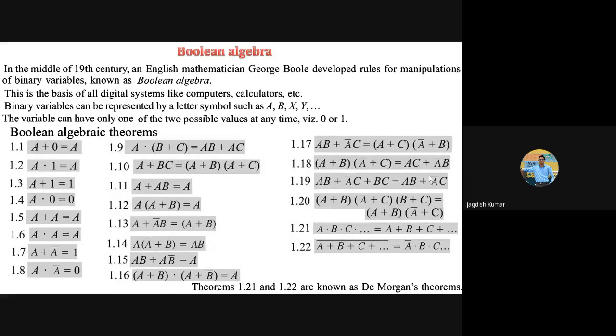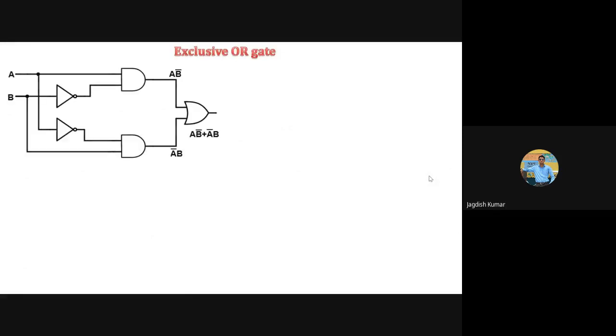Now let us try to see some quick applications. In the previous class, we studied the exclusive OR gate, and these were different implementations. There I directly wrote you the expression. Now we will employ those Boolean algebra theorems to prove that the output is indeed A B bar and A bar B.